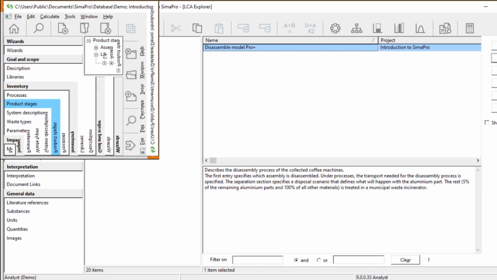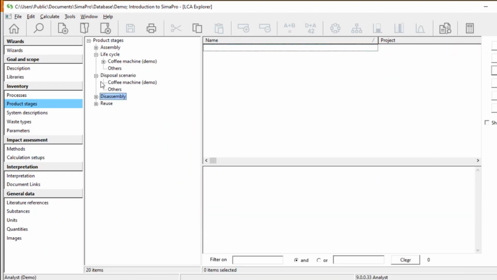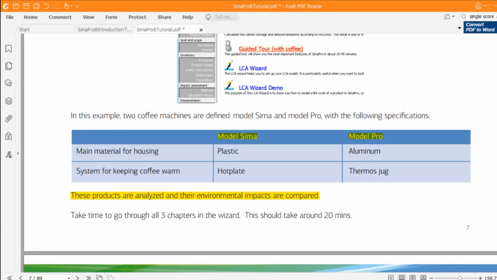Okay, and the final thing I will discuss is comparing the products. As we discussed, we have two products. One is named Model Sima, the other is Model Pro. One is made of plastic and the component is a hot plate. The other is an aluminum thermos jug. So we will compare which one has more environmental burden in different scenarios.